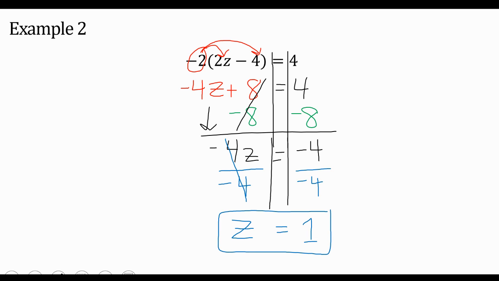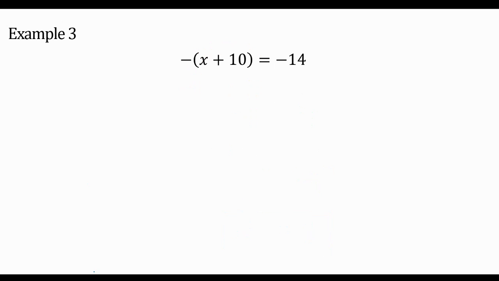So remember, we have to get our variable by itself, and we have to make sure it's positive. So that's why we have to divide by a negative 4, not just a positive 4. Because if we divided by a positive 4, we would have negative z, which we don't want. We want positive z. So we distributed first, then we solved just using inverse operations. Let's take a look at one more example.